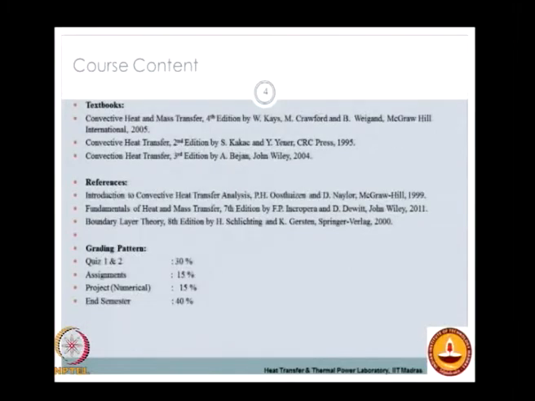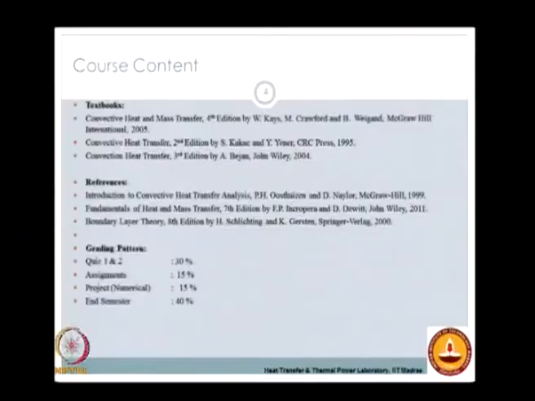So coming to the textbooks, there are quite a few textbooks available for this subject. The most important ones, which I will be following here, I have listed as the textbooks. Convective Heat and Mass Transfer by Kays and Crawford is an excellent text, which has been followed for several decades as a classroom teaching aid for this course. Convective Heat Transfer by Kakac and Yener is a pedagogical style textbook for this course, where all the detailed derivations have been explained to a great extent.